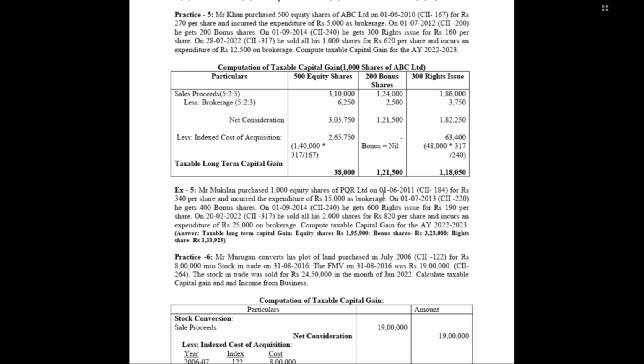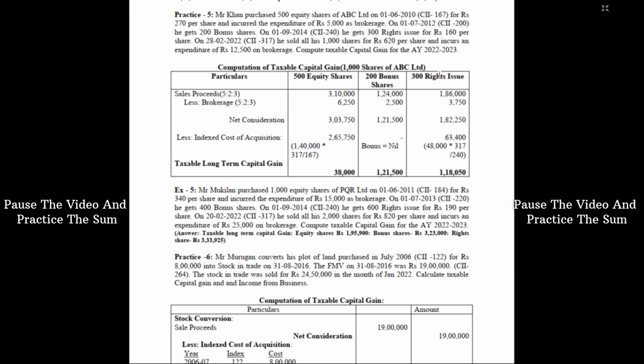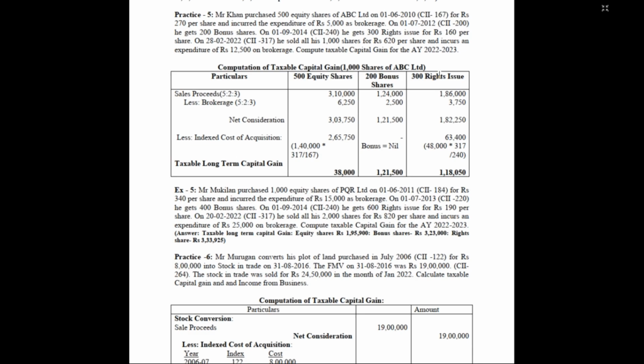Let's index the cost for the original 500 shares purchased at rupees 270 per share. So 500 into 270 plus 5,000 as brokerage, totally 1,40,000. This 1,40,000 was indexed with the current year index. So the indexed cost of acquisition will be 2,65,750. For the bonus shares, no cost base. Cost base will be zero. For the rights issue, the same indexation was applied. So balance amount is taxable long-term capital gain. In the same pattern, the listeners can practice exercise 5. Now let us see practice 6.